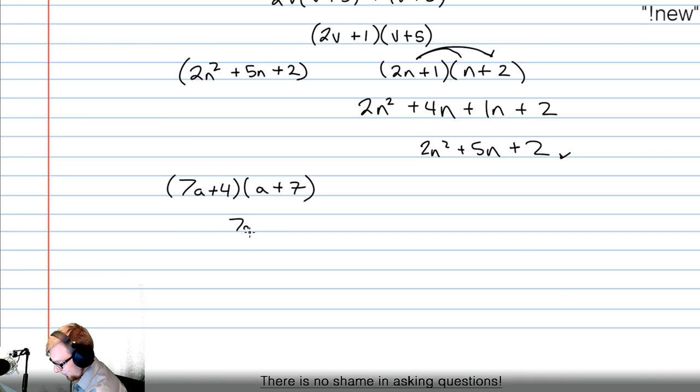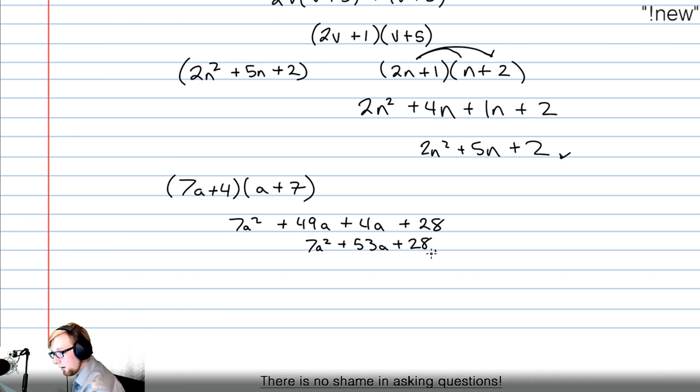7a times a is 7a squared. 7a times 7 is 49a. 4 times a is 4a. And 4 times 7 is 28. So we got 7a squared plus 53a plus 28. Is that what it is? Yeah, it is, bud. Yep.